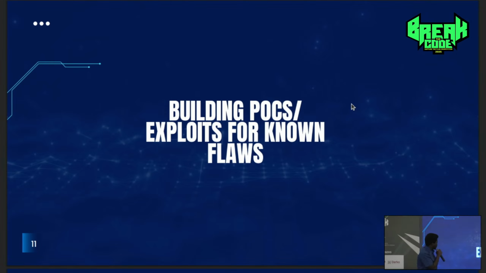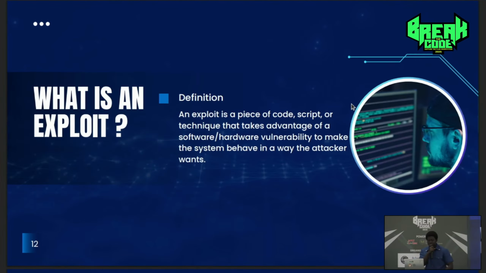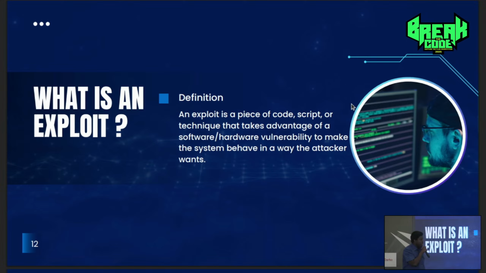Now, the second part of the presentation talks about developing POCs, that's proof of concept, or exploits for known vulnerability flaws, right? Now, a lot of people use POC and exploits interchangeably, but they are two different things. POCs basically help to verify that that particular vulnerability exists. But exploits have some particular mission. They have some particular payload that they would execute on their target machine after exploiting that vulnerability.